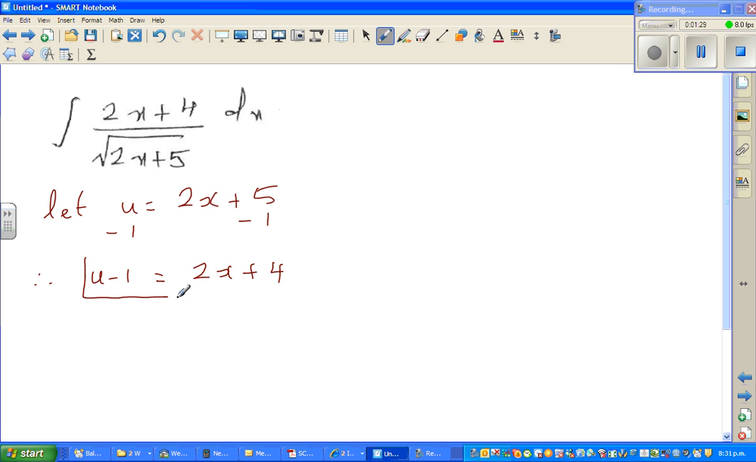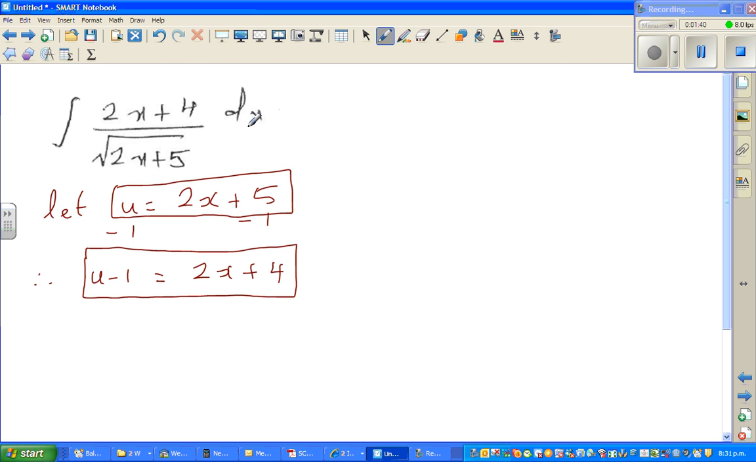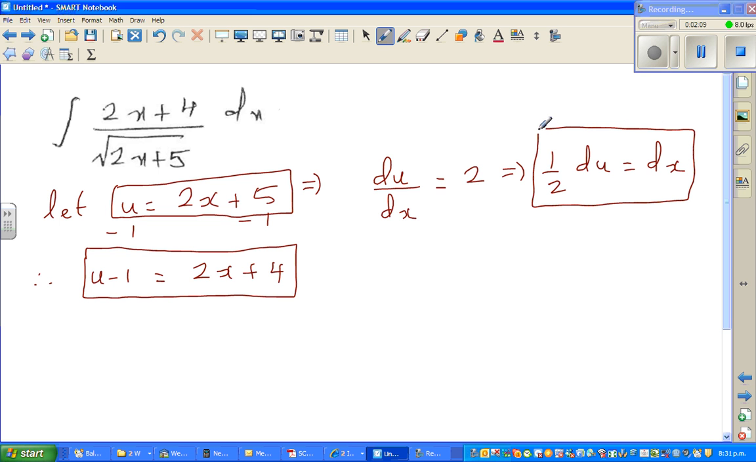These are some cheeky ways of substitution which you have to see through. So this is one thing that I need, and this is the second thing. Now I also need to change dx to du. Differentiating both sides with respect to x, I get du by dx is equal to 2. I don't see a 2 anywhere, so I'm going to divide both sides by 2. This implies half du is equal to dx. So in place of dx, I'm going to put half du.